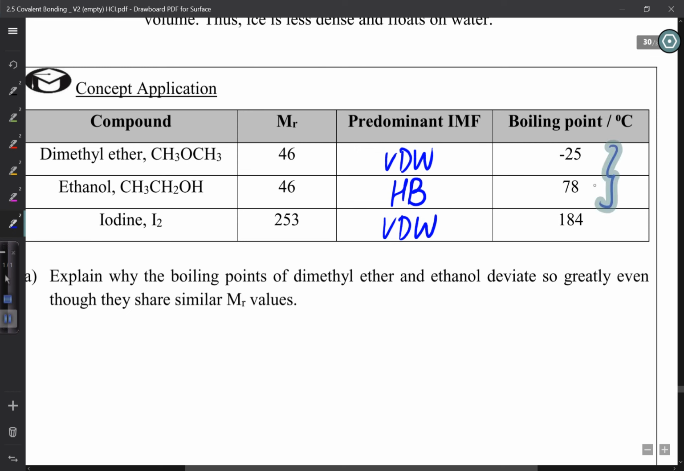What about the last case, iodine? If you compare these two, can you still say hydrogen bond is always strong? No. In this case, you can see iodine, Van der Waals, is in fact much stronger than hydrogen bond. Why is it so? Because look at its Mr. What can you tell me about Mr compared to ethanol? It is much higher, right? In other words, the small amount of hydrogen bond now is more or less insignificant compared to the huge amount of van der Waals force. So you have to be flexible in your answer.